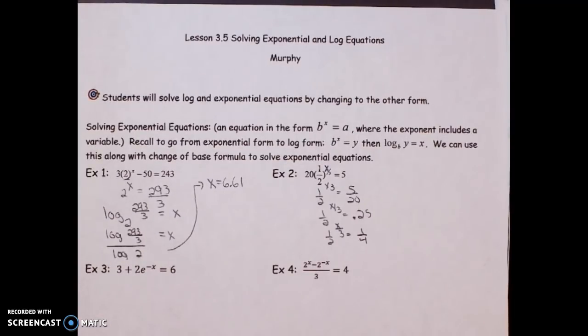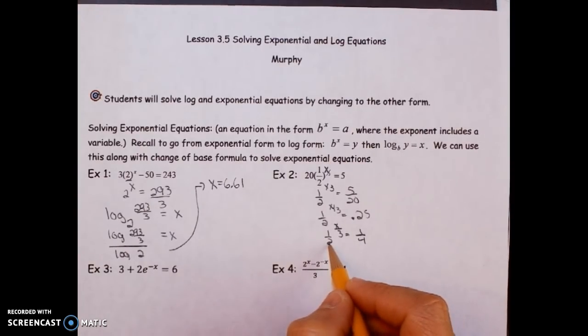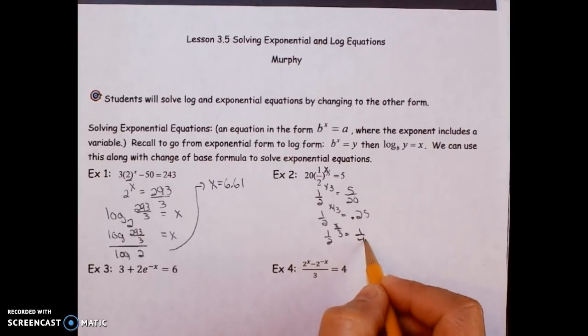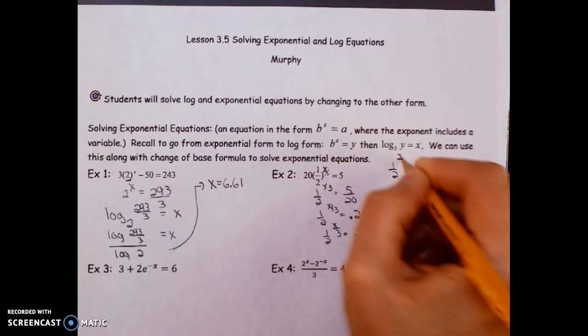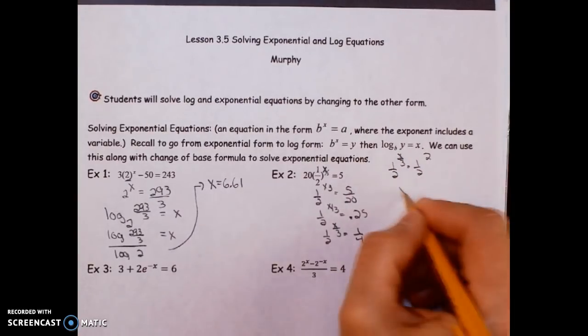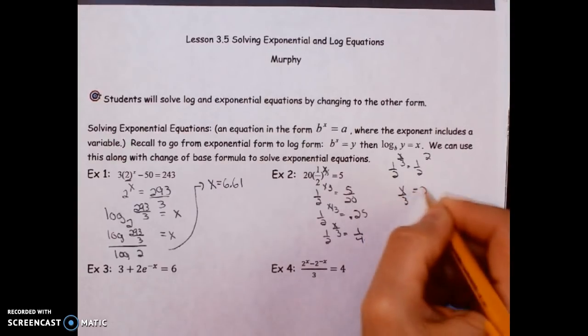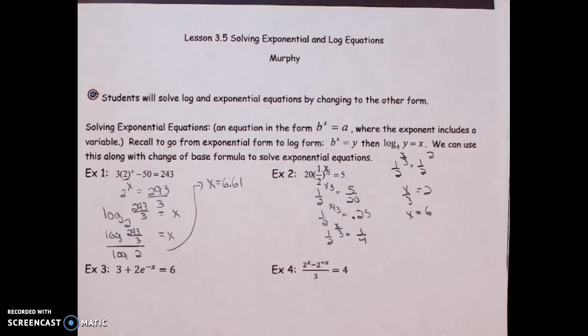I'm going to rewrite this so that it has the same base. In other words, if you think about it, I could rewrite 1/4 as 1/2 to the second. We've got 1/2 to the x over 3 equals 1/2 to the second. Now we can set those exponents equal, and we end up with x is equal to 6.